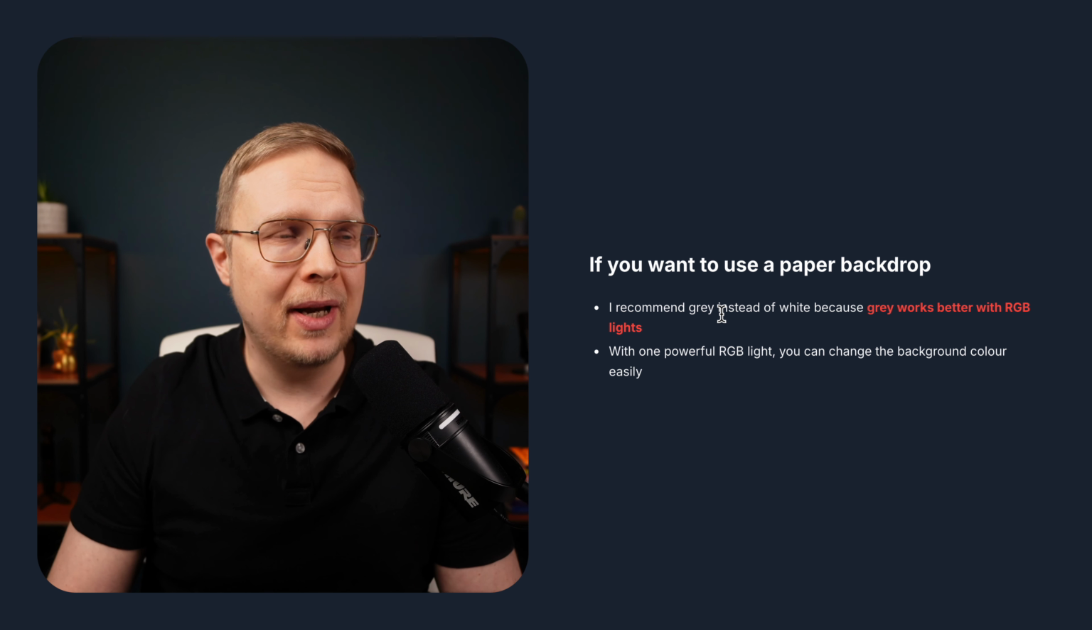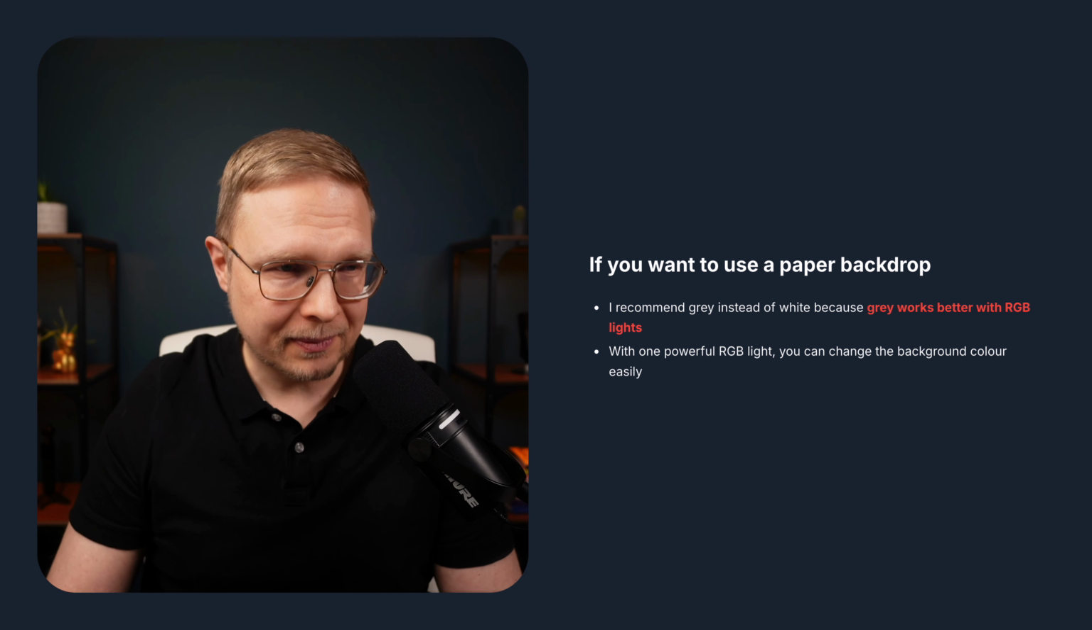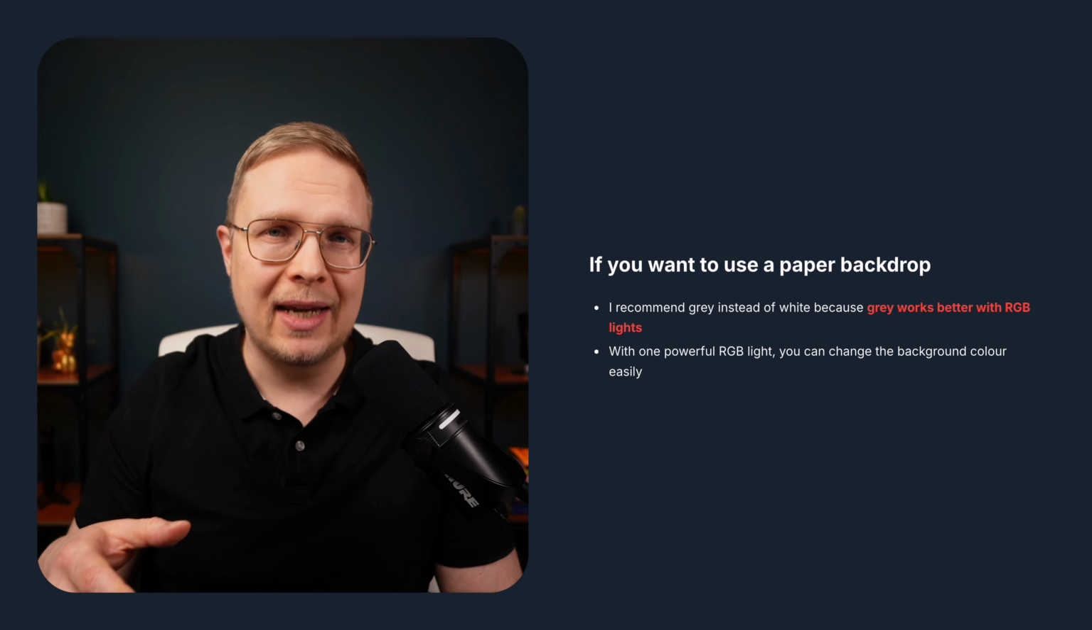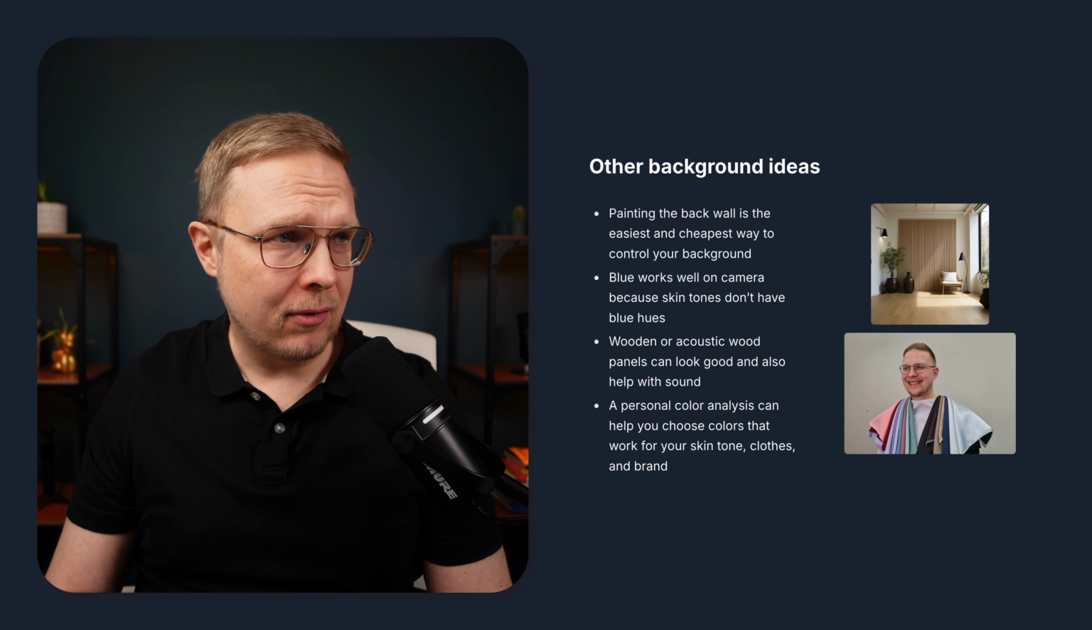And if you want to use those paper backdrops still, I recommend gray color instead of white because gray works better with RGB lights, and this way you can just get one powerful RGB light and you can change the background color very easily just by changing the color.